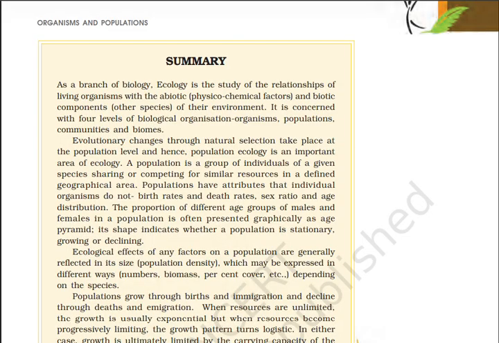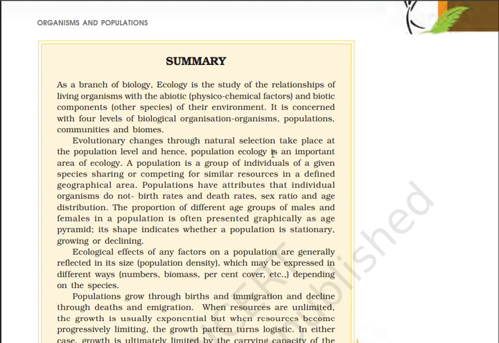Summary of the chapter: as a branch of biology, ecology is the study of the relationship of living organisms with abiotic physicochemical factors and biotic components, or the species of the environment. It is concerned with four levels of biological organization: organisms, populations, communities, and biomes. Evolutionary changes through natural selection take place at the population level, and hence population ecology is an important area of ecology.